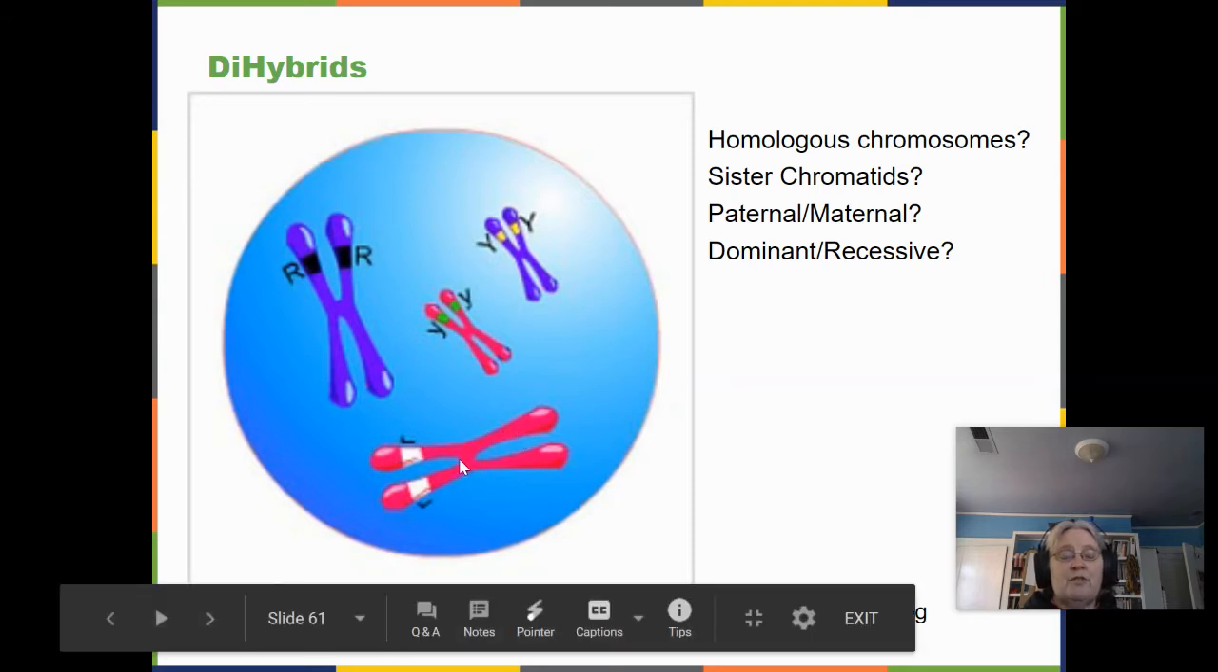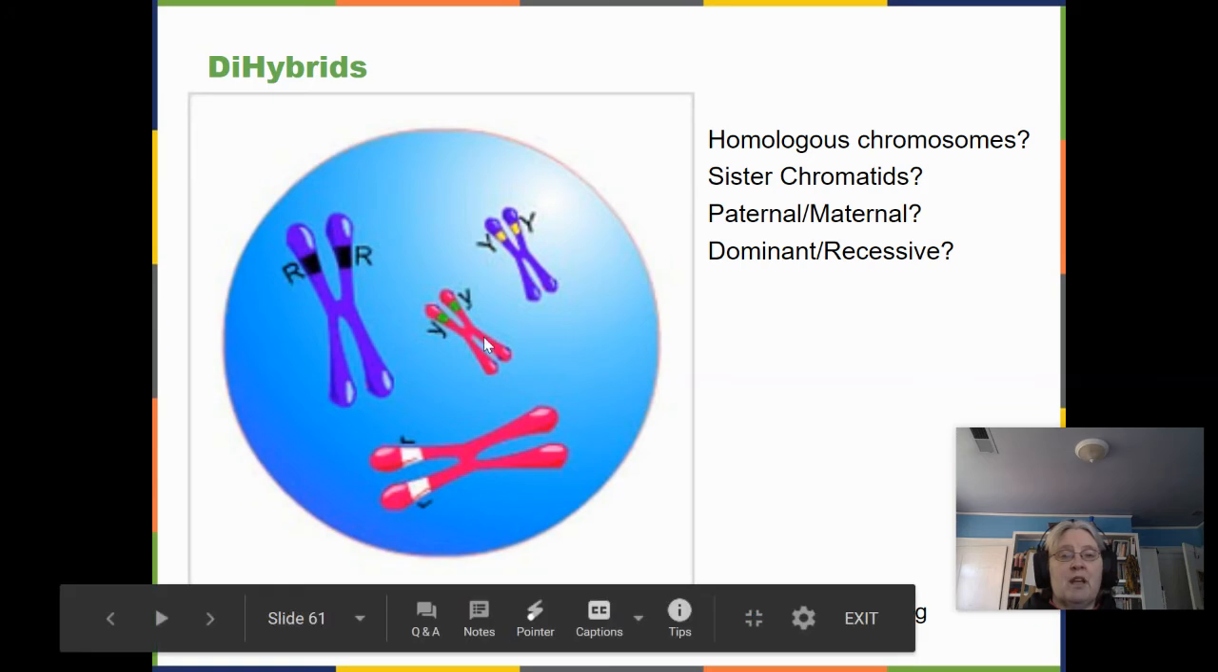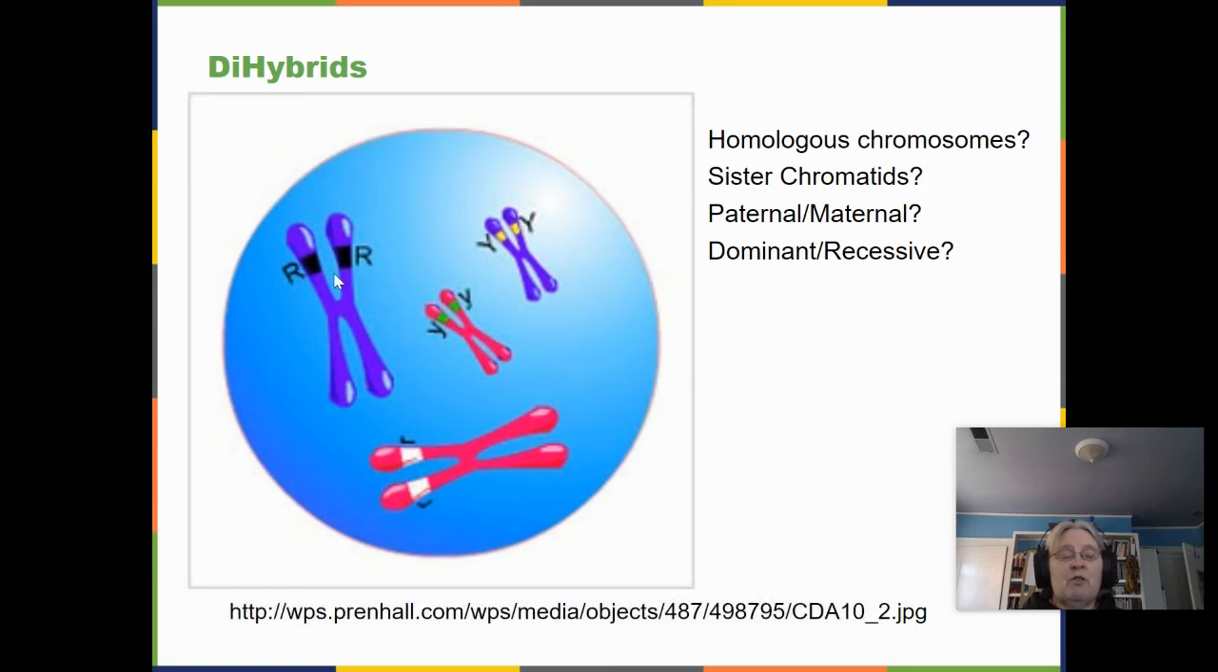Each of these chromosomes represents a pair of sister chromatids. So these two are sisters. These two are sisters, tied together by the centromere. Sister, sister, sister, sister. Here we represent paternal by the color blue and maternal by the color red. So you get a copy of the big chromosome and a copy of the little chromosome from your dad, and you get a copy of the little chromosome and the big chromosome from your mom.